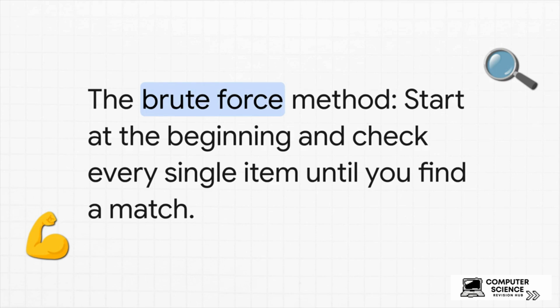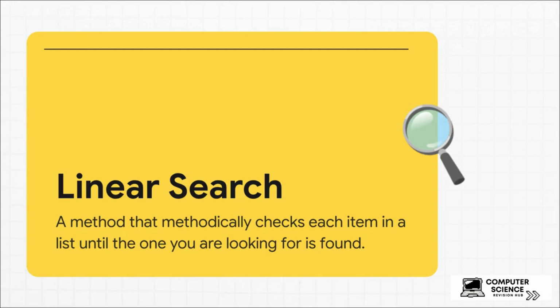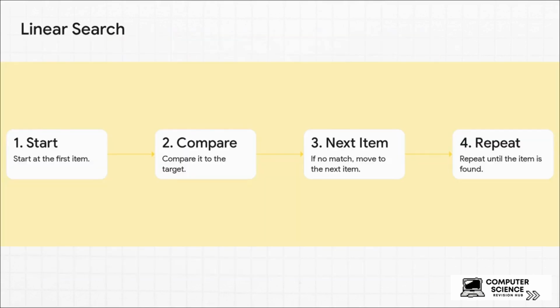Programmers have a great name for this: the brute force method. In more technical terms, what we're talking about is a linear search. You just line everything up and you check each item one by one in a straight line until you find what you're looking for. Pretty simple, right? The steps couldn't be more straightforward.